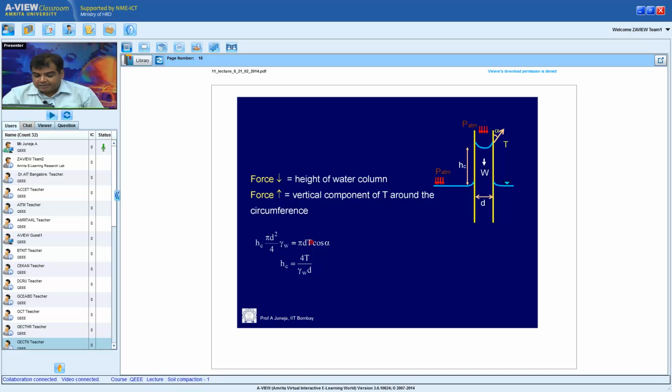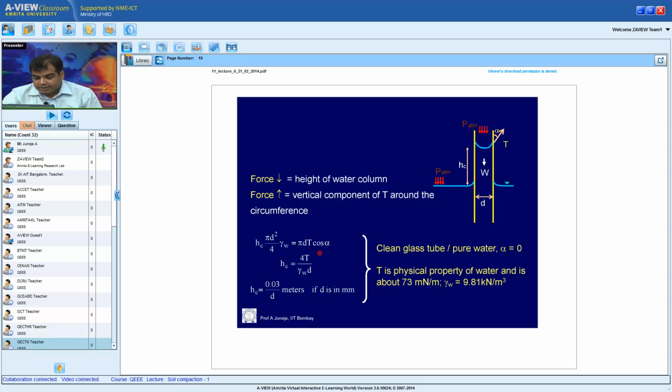T, remember, was the surface tension. It had units of force per unit length. So if I multiply this T cos alpha, which is the vertical component, by the perimeter pi d, that gives the upward component. If I equate the two, let me just move to the next slide. I have equated the two. Please ignore this for the time being. Look at the right hand side.